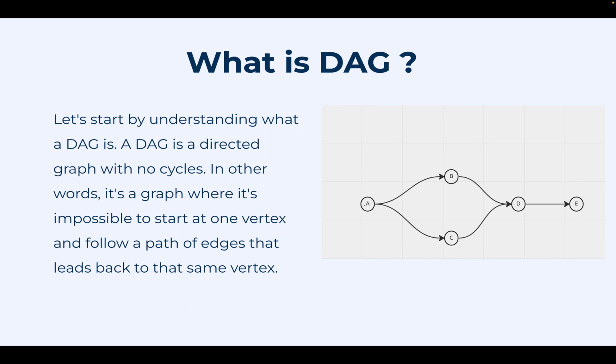A DAG is a directed graph with no cycles, which means it's a graph where it's impossible to start at one node and follow a path of edges that leads back to the same node.